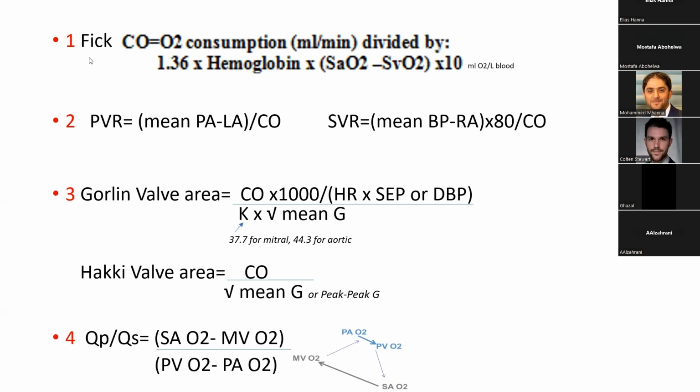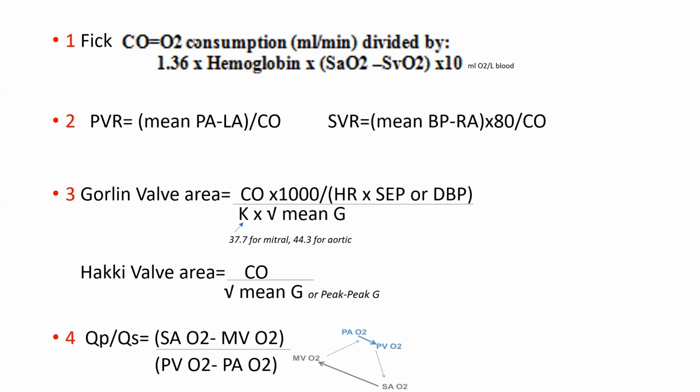The Fick cardiac output equation, which essentially consists of cardiac output equal to gross O2 consumption divided by the other parameters, hemoglobin, by arterial O2 sat minus mixed venous O2 sat. You need to know that, very important. Then the law for vascular resistance: inflow pressure minus outflow pressure divided by cardiac output.